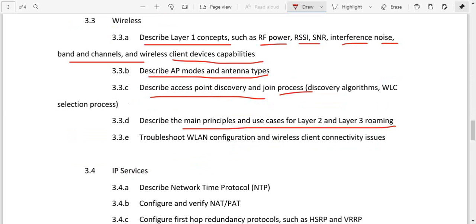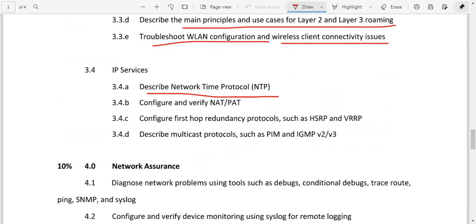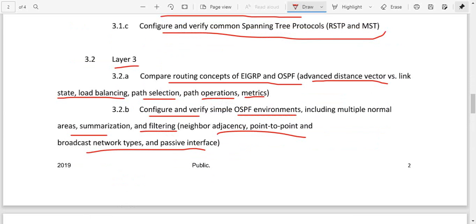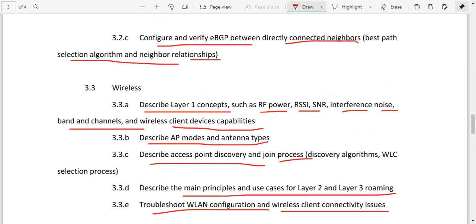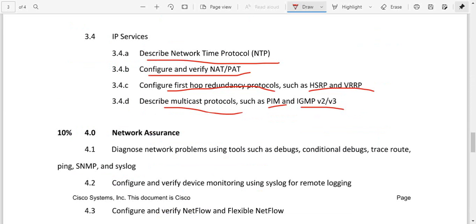In IP services, they describe the Network Time Protocol, NTP. How do you configure and verify NAT and PAT? How do you configure first hop redundancy protocols such as HSRP and VRRP? Describe the multicast protocols such as PIM and IGMP v2 v3. So that's the 30% of the questions based on layer 2, layer 3. That's the infrastructure in enterprise, where we deal with OSPF, EIGRP, the wireless concepts, layer 2 and layer 3, and IP services, where we have the Network Time Protocol.